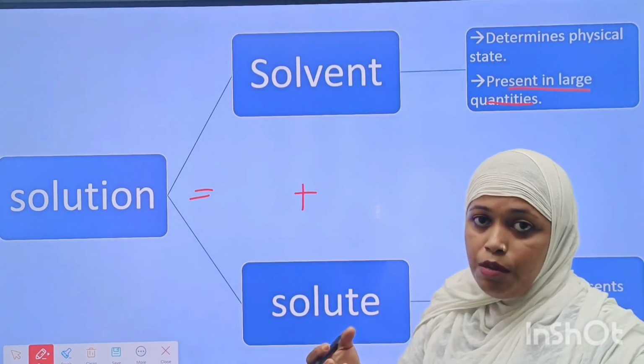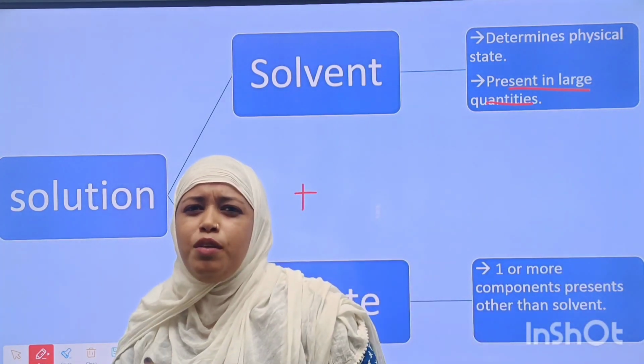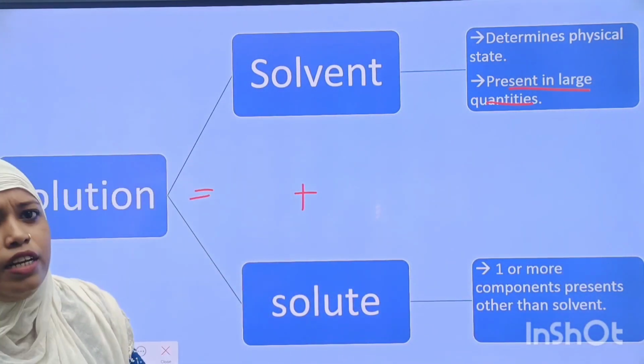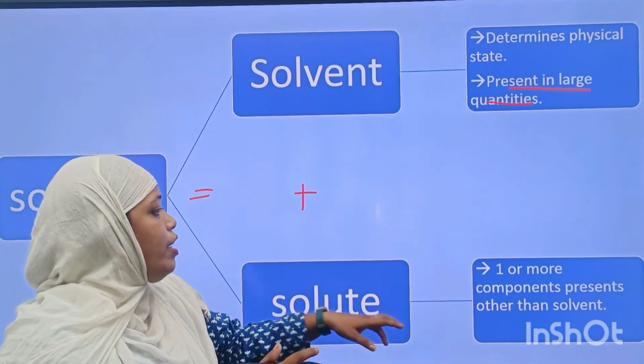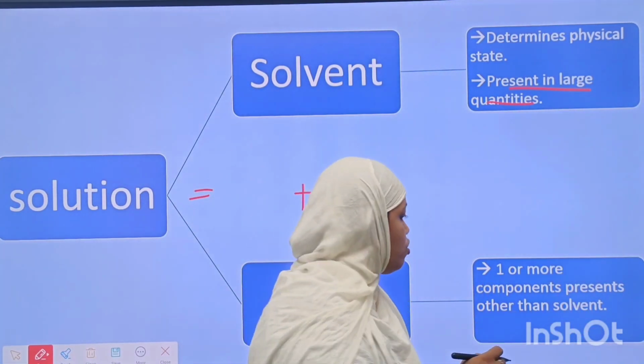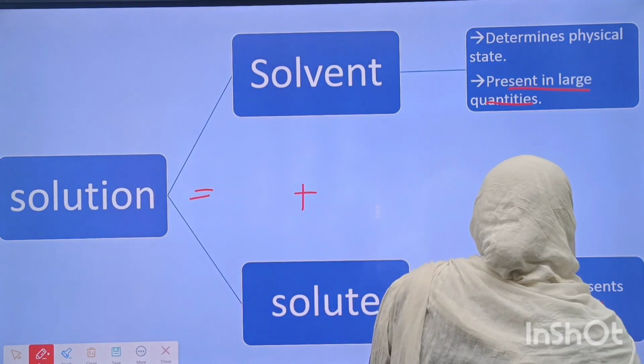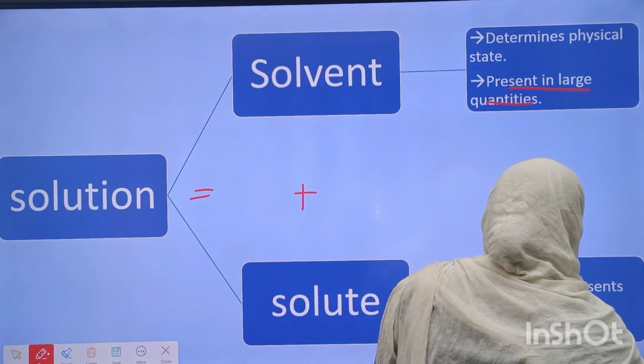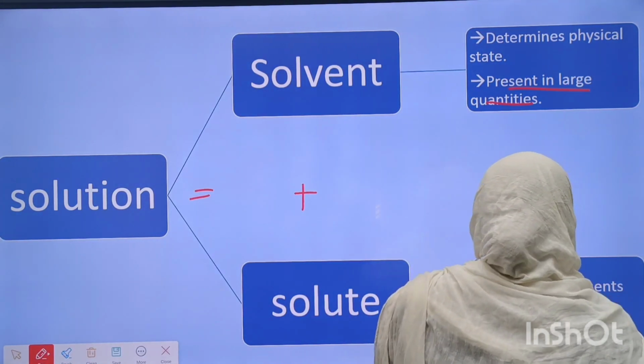Now the other components present in the solution may be salts or any other metals, and they are present in one or more quantities. They are known as solutes. Over here it is written solvent, but it is solutes. All right.